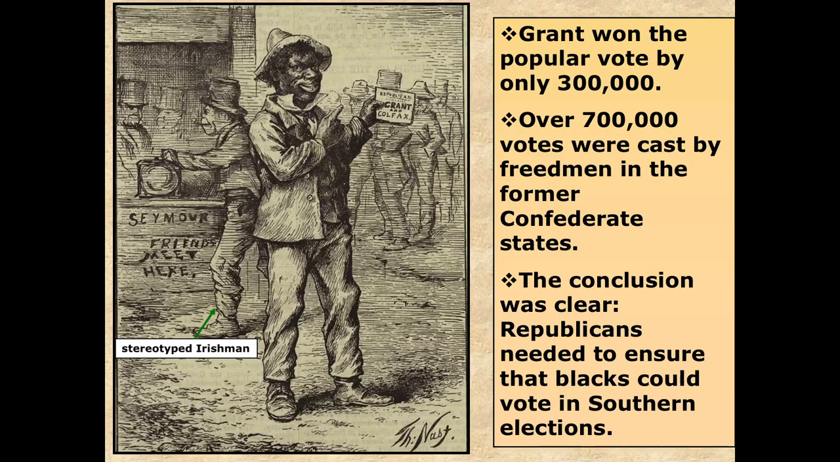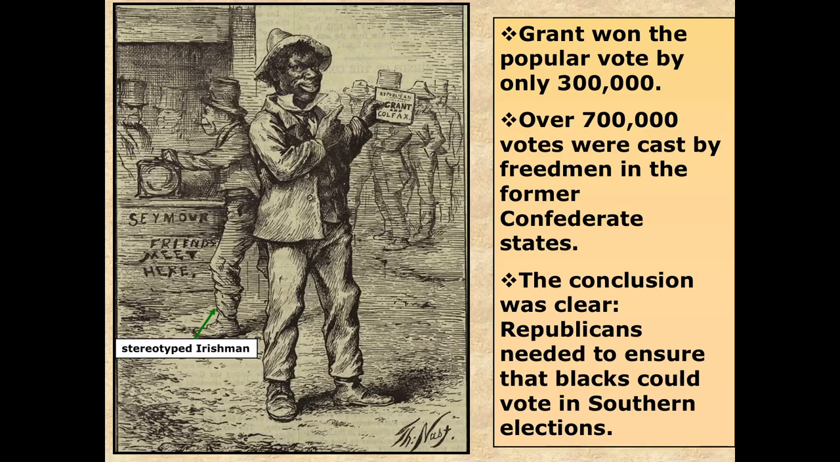Let's move on. So Grant wins, right? He won the popular vote by only about 300,000, but thanks to those 700,000 votes cast by the freedmen, he wins. And this shows the Republican Party, hey, we need to ensure that the freedmen have the right to vote down south because that is what's going to help us win. So that's what this political cartoon shows. It shows the freedmen voting for Grant. This is a Thomas Nast cartoon. He's going to be a famous political cartoonist, but we'll see more of his cartoons when we talk about the Gilded Age.